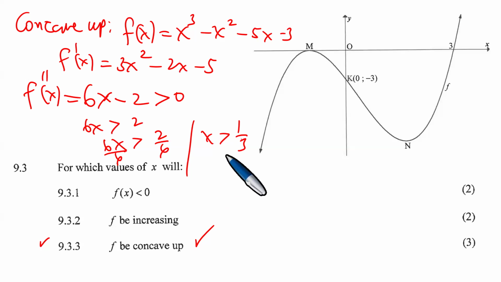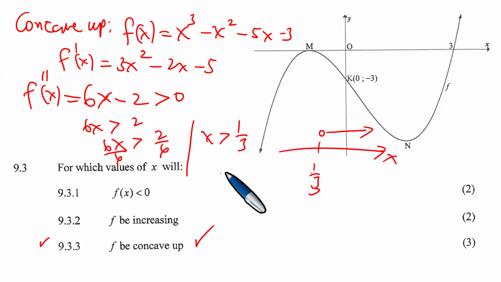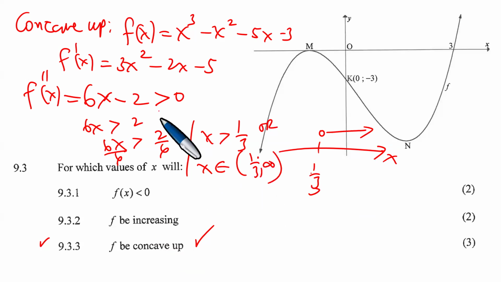On the number line, if you put 1/3, saying x is bigger than 1/3 is the same as saying x is an element of the interval from 1/3 to infinity. So this is true when you say concave up. Concave up means f double prime is bigger than 0. Next question.